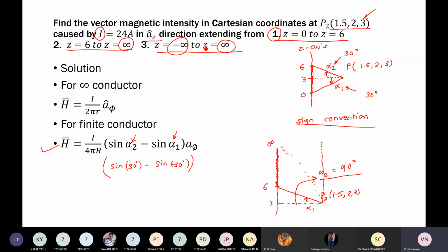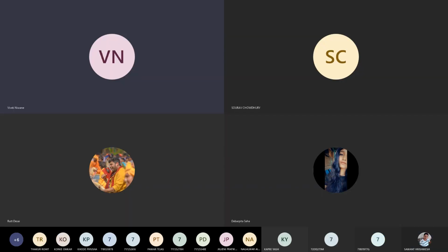Solve these numericals on your own and please let me know whether you are able to find alpha 1 and alpha 2 or not. With that said, I will stop sharing the PPT and I will download the attendance.